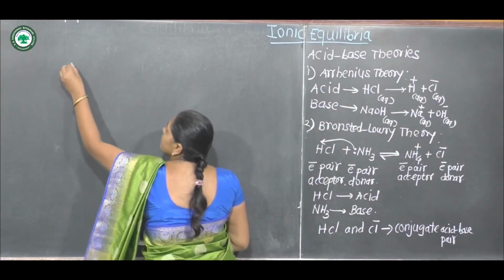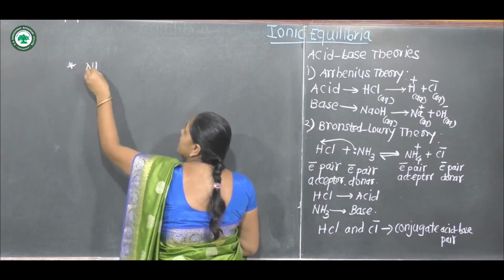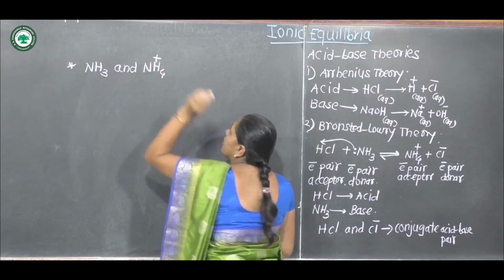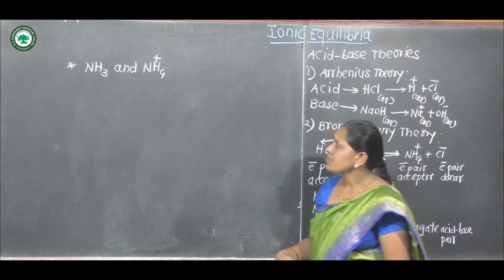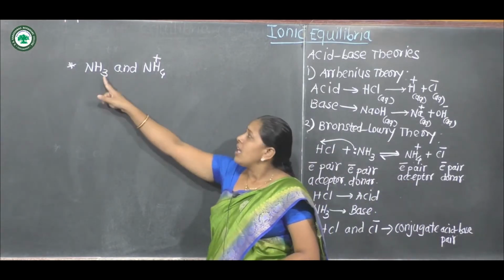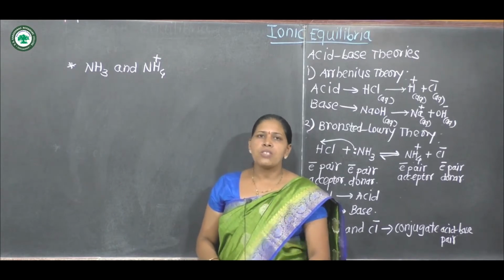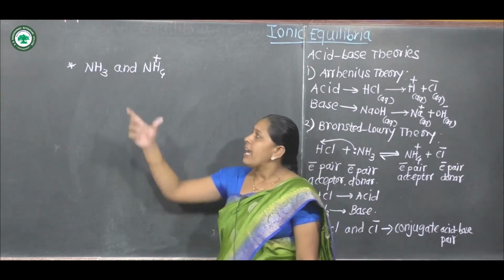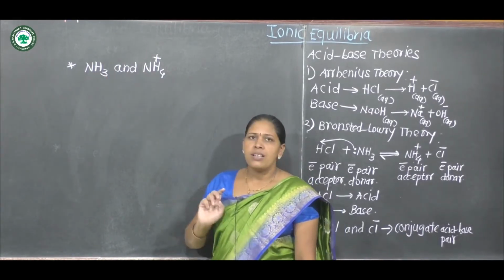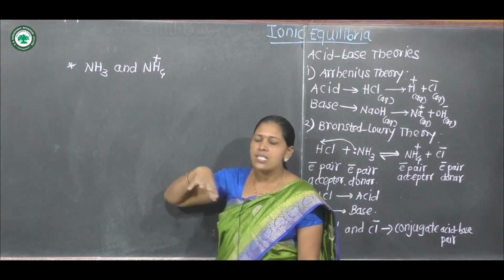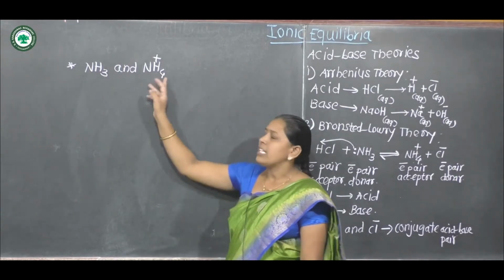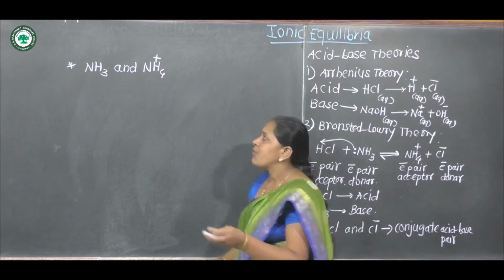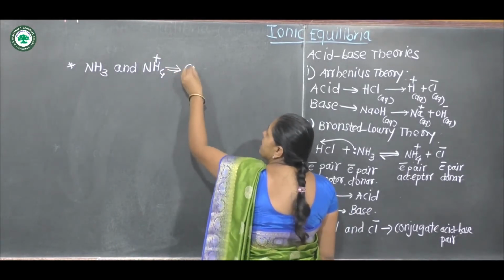Another example of conjugate acid base pair is NH3 and NH4 plus. In this example also, ammonia is a base according to Bronsted-Lowry theory and NH4 plus is an acid according to Bronsted-Lowry theory. These two species are an acid base pair which differ by only one proton, because NH3 contains 3 protons and NH4 contains 4 protons. Therefore these two species differ by 1 proton. Therefore this is also a conjugate acid base pair.